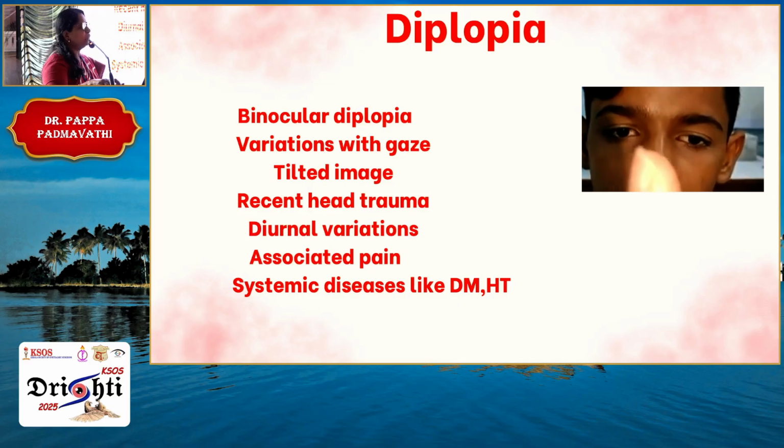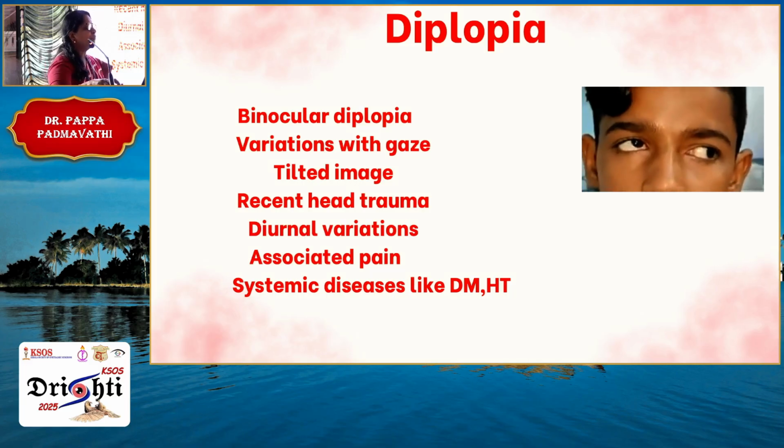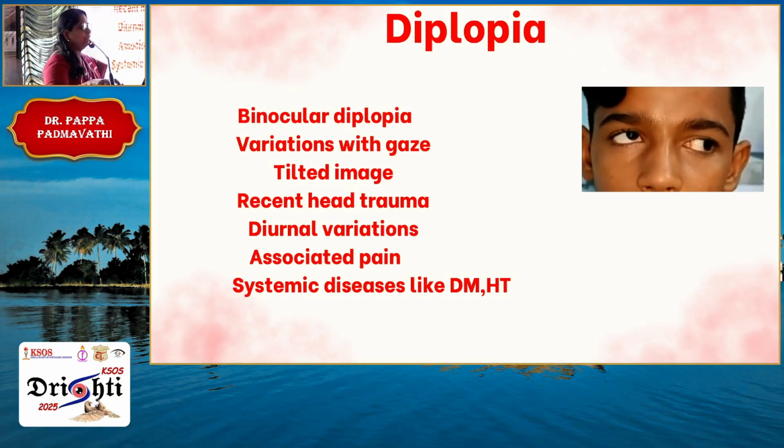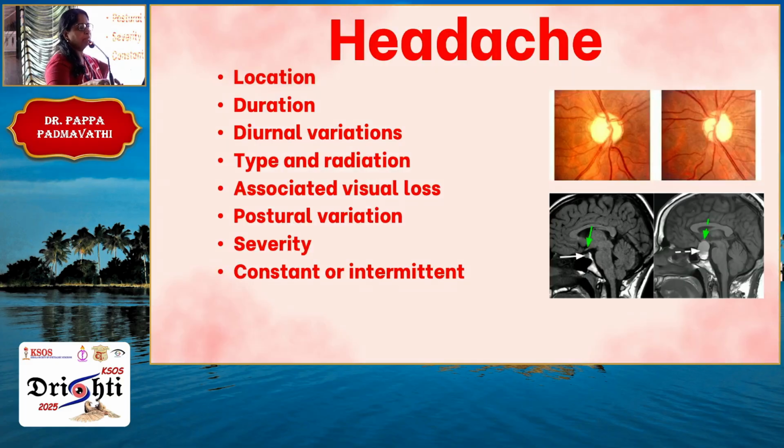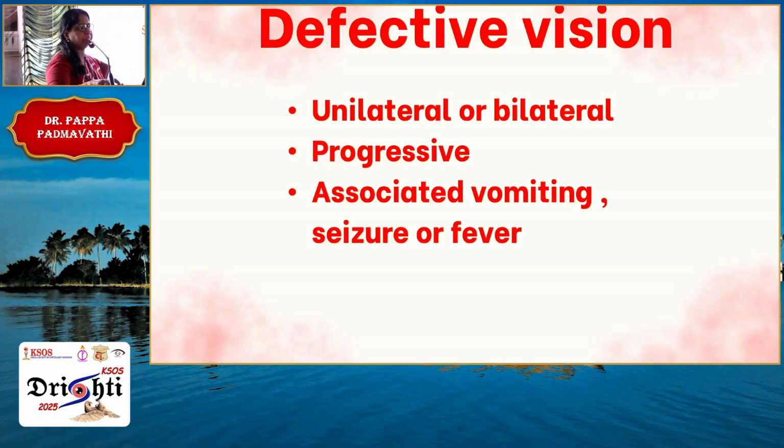Recent head trauma is important. Diurnal variations are common in myopathies like myasthenia. Associated pain if a nerve is involved, and systemic diseases like diabetes, hypertension that can produce ischemic nerve palsies. Headache: the location of headache is important, whether it is in the orbit or in the sinuses. Diurnal variations and postural variations are commonly seen in patients with increased ICT. The severity of headache is also important. If it is a constant headache, maybe a tumor. If it is an acute severe headache, it may be a vascular or inflammatory lesion.